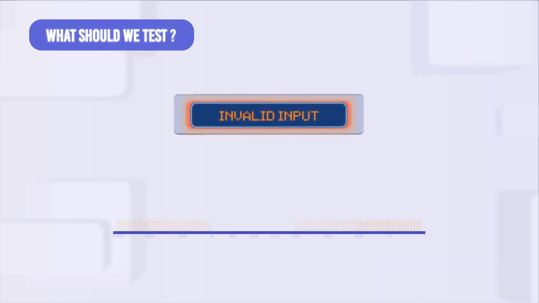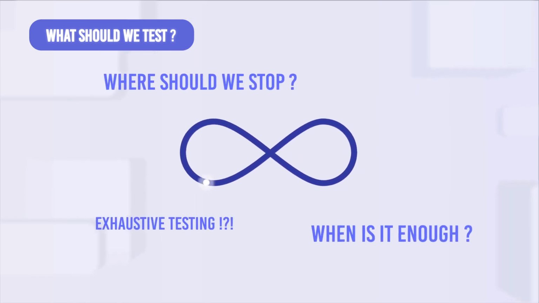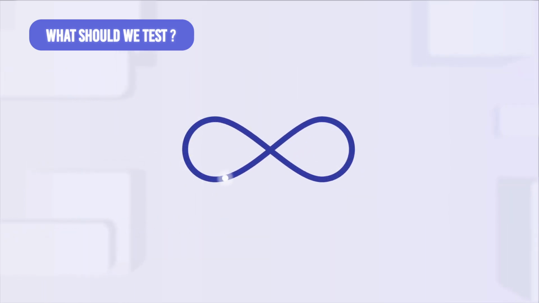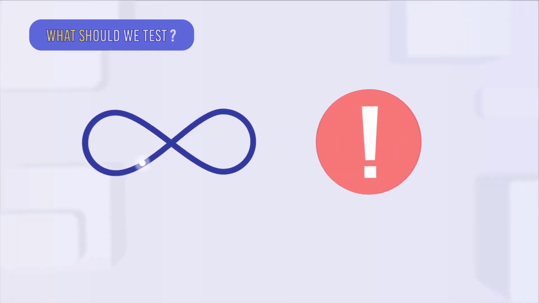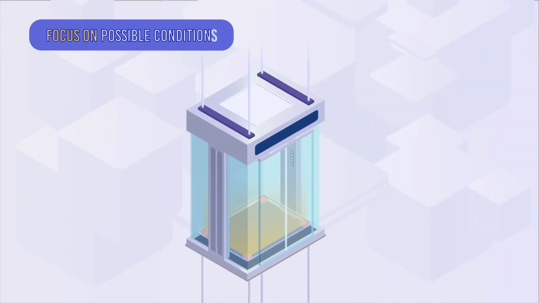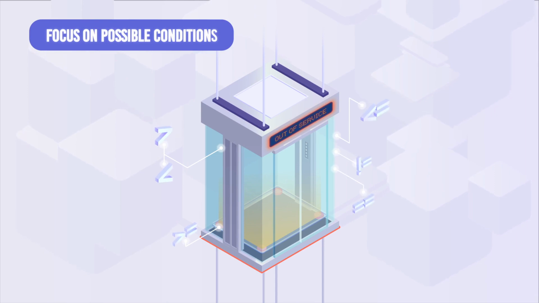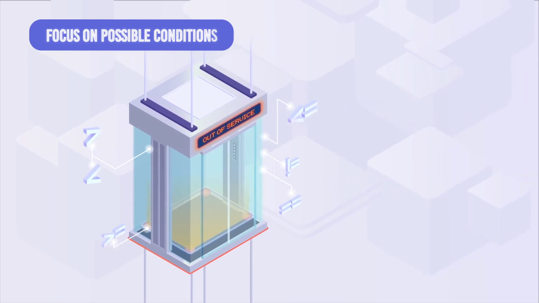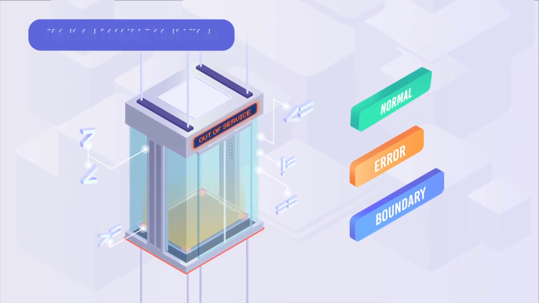Look at this number line. There is an infinite number of input choices. No way that we're going to test them all. Instead, we should focus on conditions where errors are most likely to occur. We shall look at 3 types of conditions.